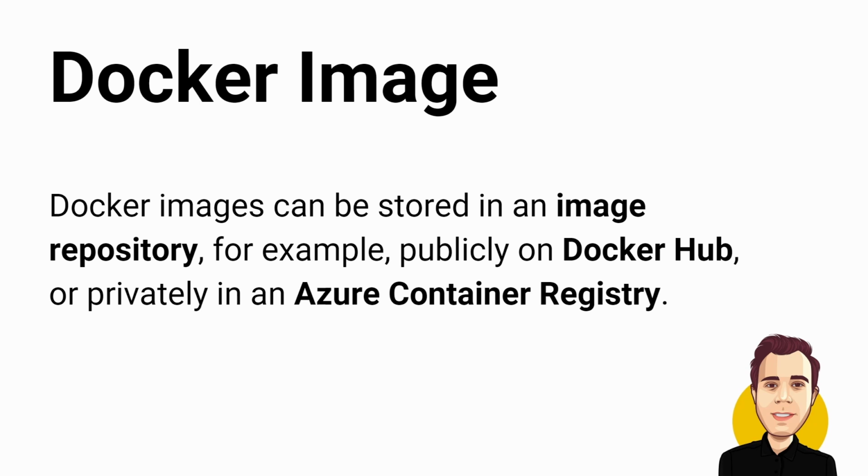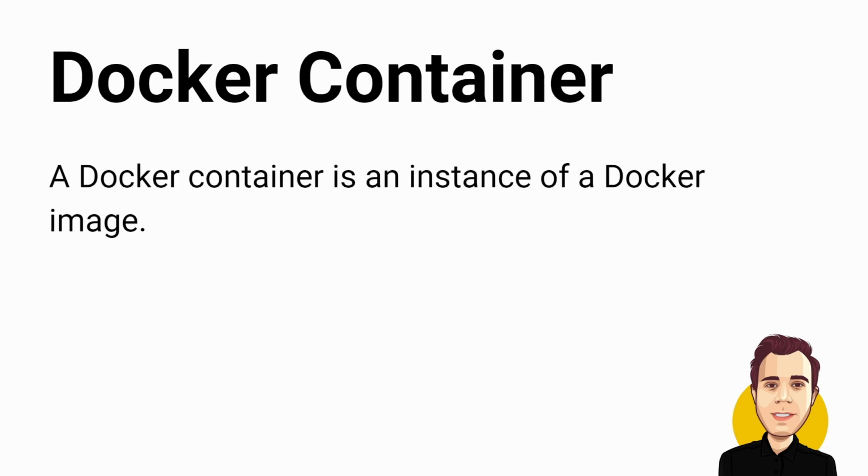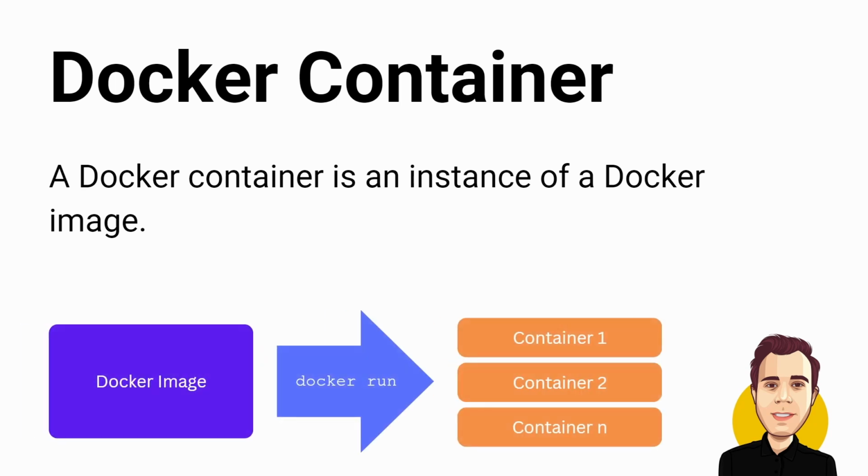Docker images can be stored in an image repository, for example, publicly on Docker Hub or privately in an Azure container registry. A Docker container is an instance of a Docker image. You can run as many identical containers from an image as you need. The Docker run command takes a Docker image and creates a Docker container. Now that we understand the most important Docker terms, we are ready to create a Blazor Server web application, create a Docker image, and run a Docker container.